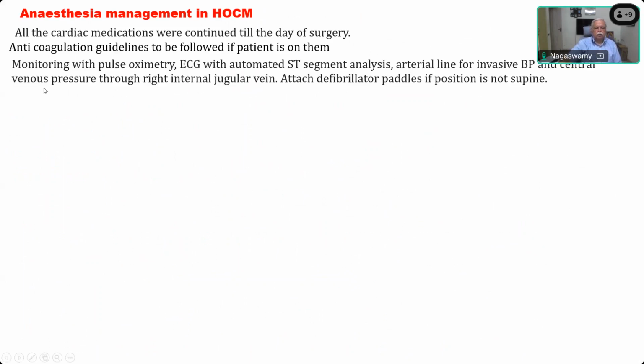Then monitoring, you can do the routine ECG and pulse oximetry. The ECG should have an automated ST segment analysis, and you can go for an arterial line and IJV in cases where it is a major surgery or where you expect a lot of fluid change. You can attach the defibrillator paddles in position if the patient is not going to be in supine position.